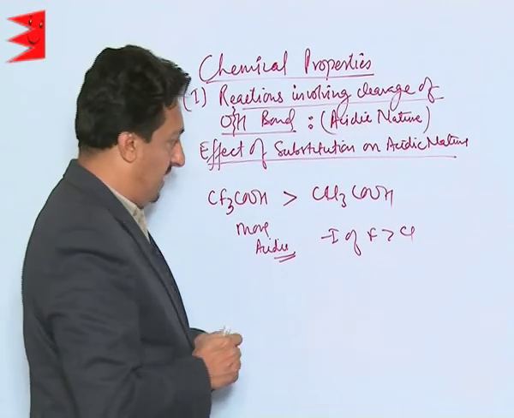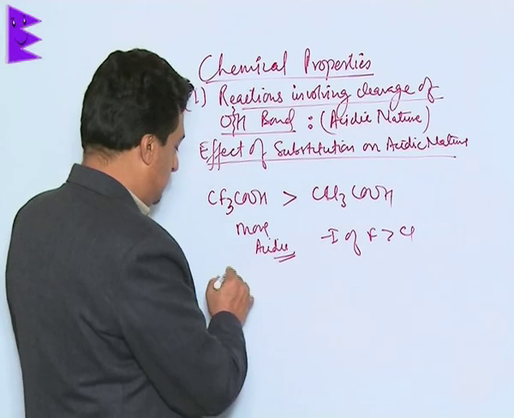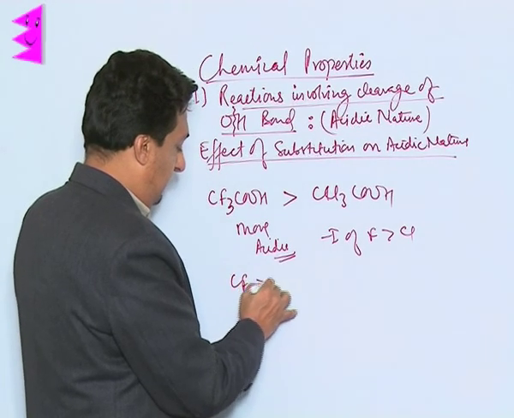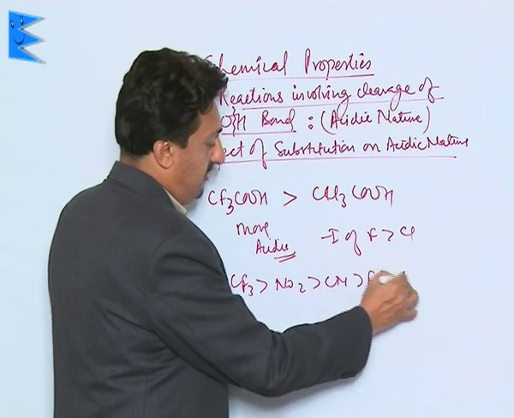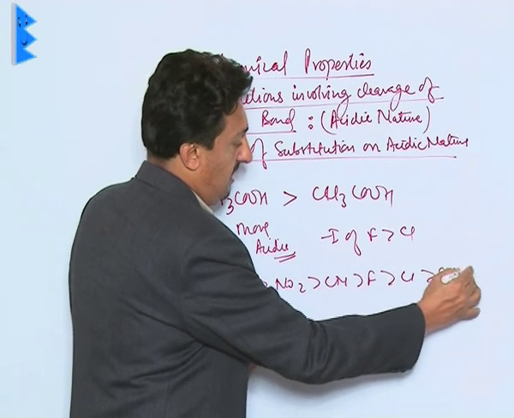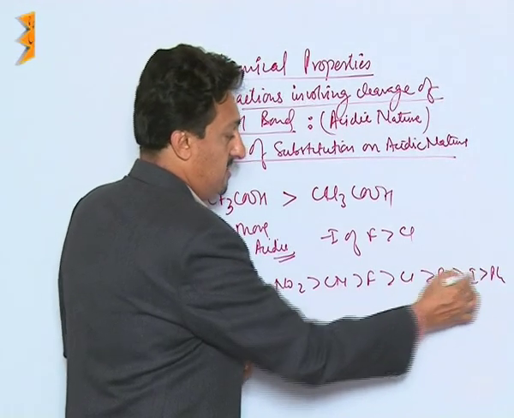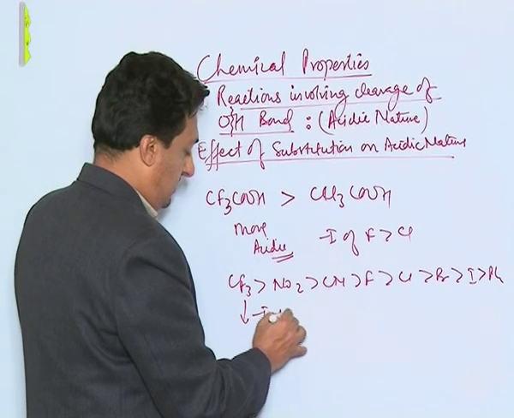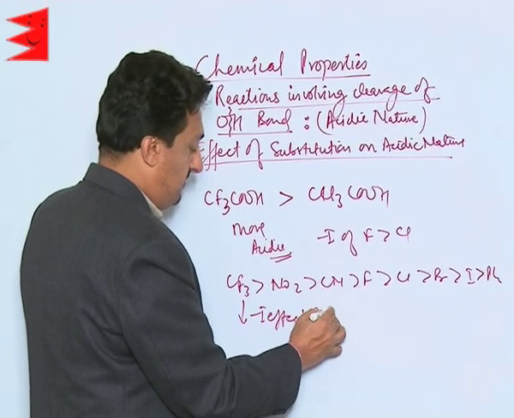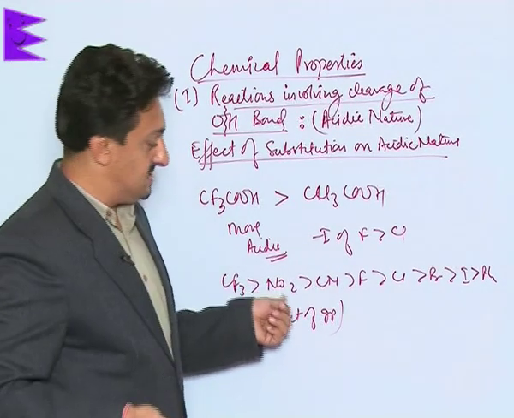If I have to compare, the sequence usually is: CF3, nitro, cyanide, fluorine, chlorine, bromine, iodine, and then the benzene ring. So this is the sequence of decreasing minus I effect of different groups. That is how the one with the nitro group will be more acidic than the cyano group.